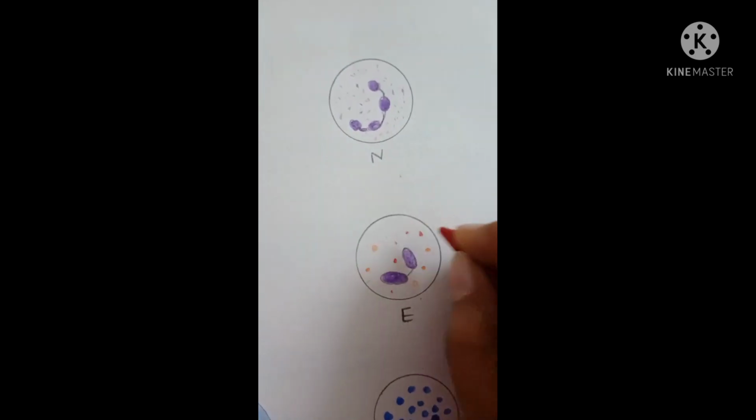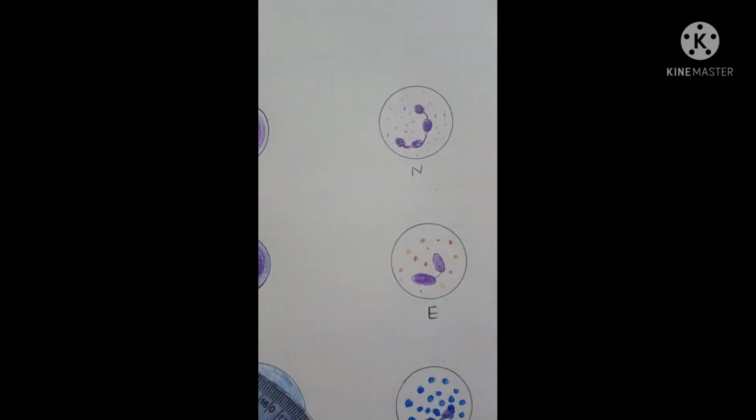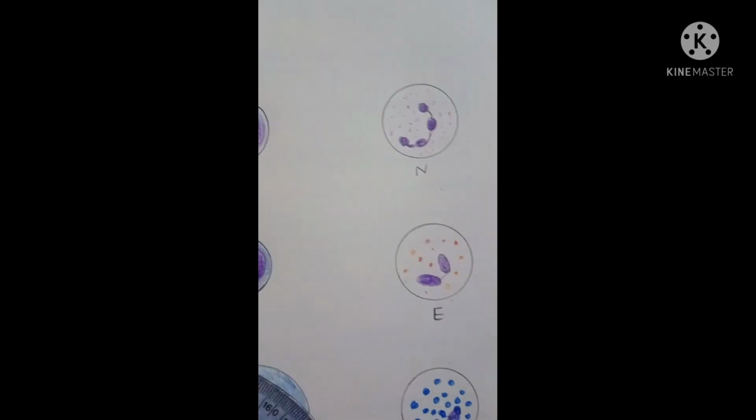The granules of the eosinophil are brick red in color, so we will use the red color for the granules, and the granules of eosinophil are coarse, not fine. So we will draw like this. This diagram shows the characteristic feature of granules of eosinophil.